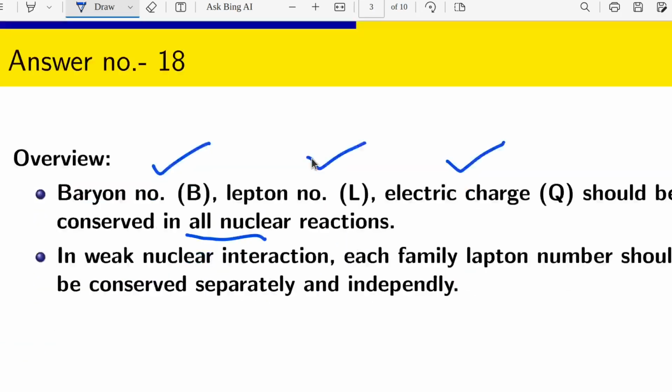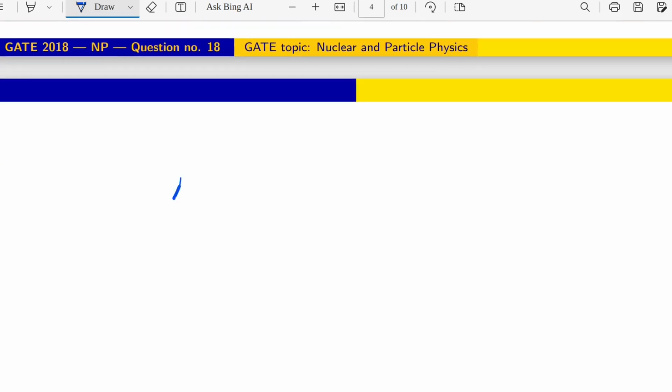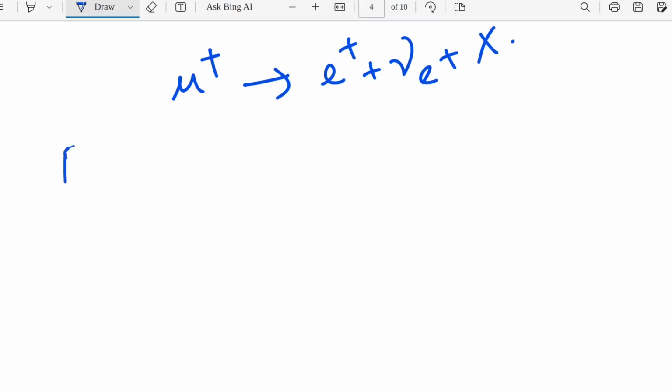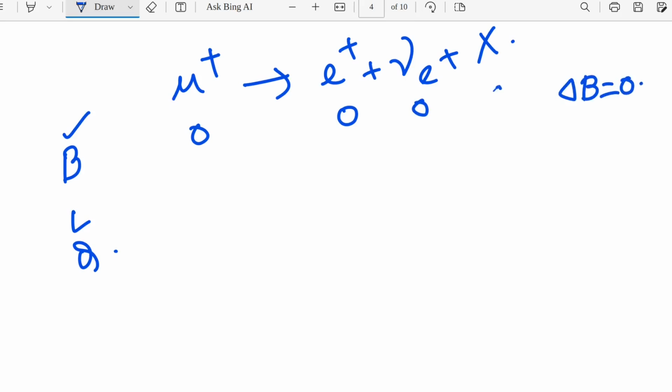So now coming to the decay given in our question. As I told you, the baryon number, lepton number and charge should be conserved in that nuclear reaction. At the very first, we calculate the baryon number for the left hand side and right hand side. On the left hand side, the baryon number is 0 for mu plus, because mu plus is not a baryon. Similarly, e plus is not a baryon, nu e is not a baryon, and to have the condition delta B equals 0, the baryon number of x should be 0.